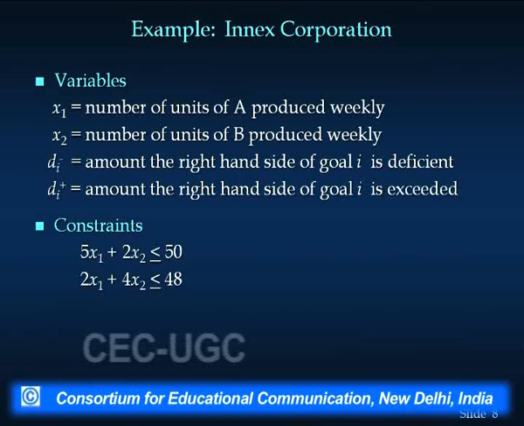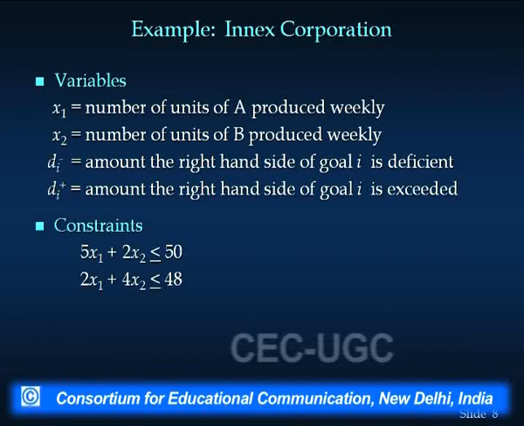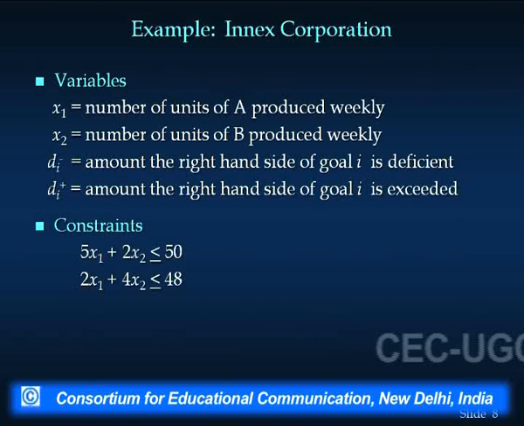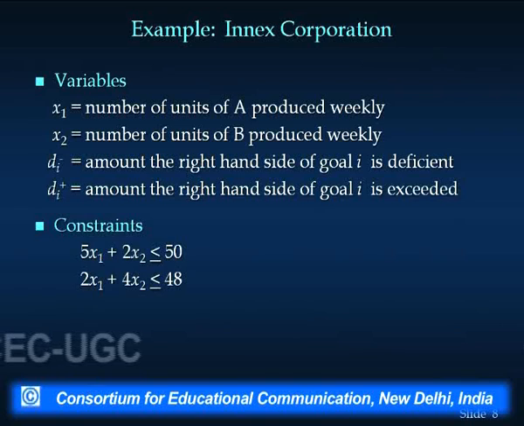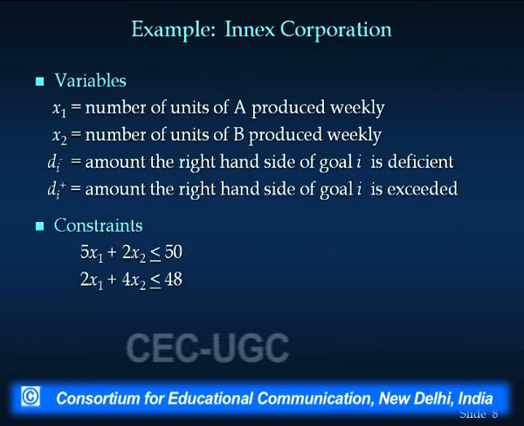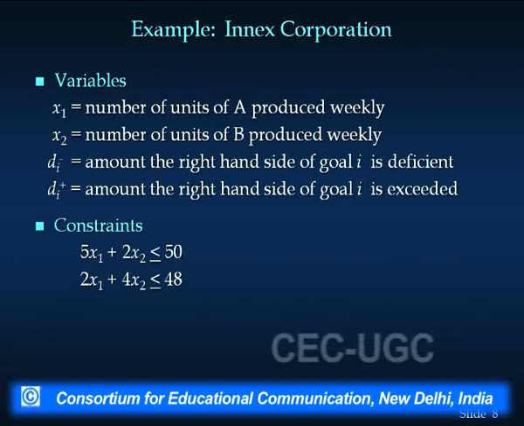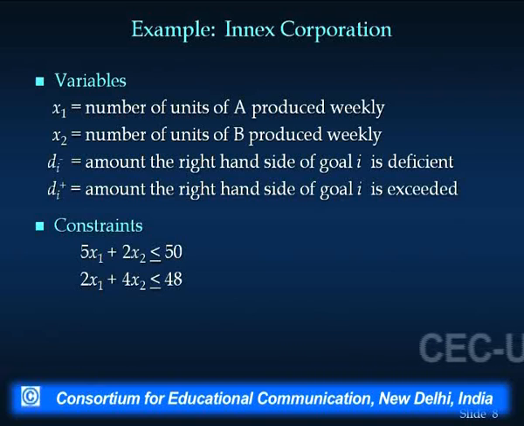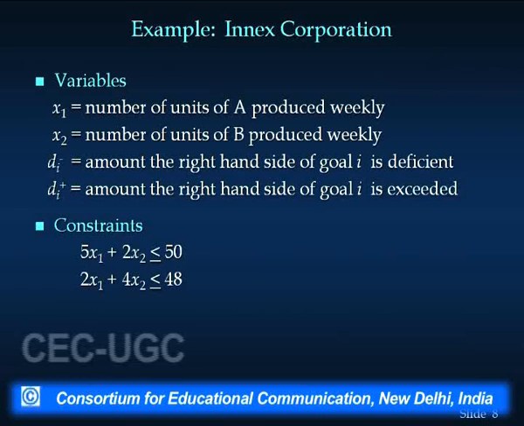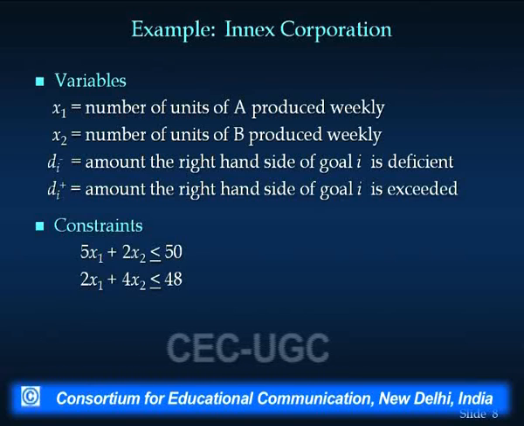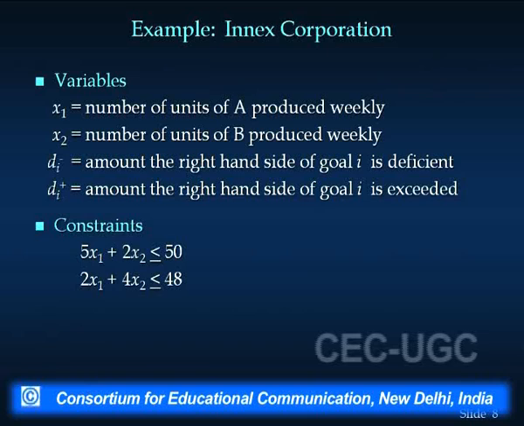And the regular constraints of the simple linear programming problem are 5X1 plus 2X2 less than or equal to 50, which is the number of hours available on machine 1, and similarly 2X1 plus 4X2 less than or equal to 48, again the number of hours available on machine 2. 2 machines are required to manufacture these products.